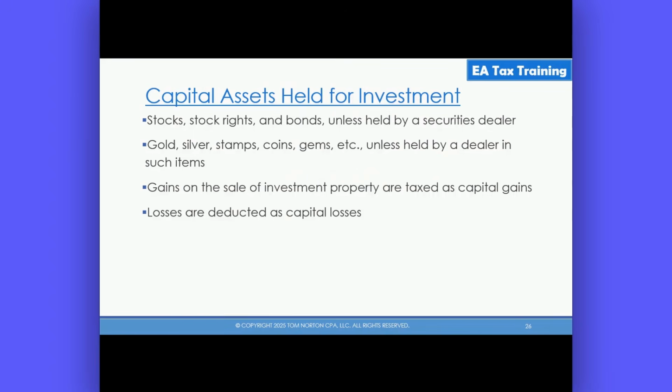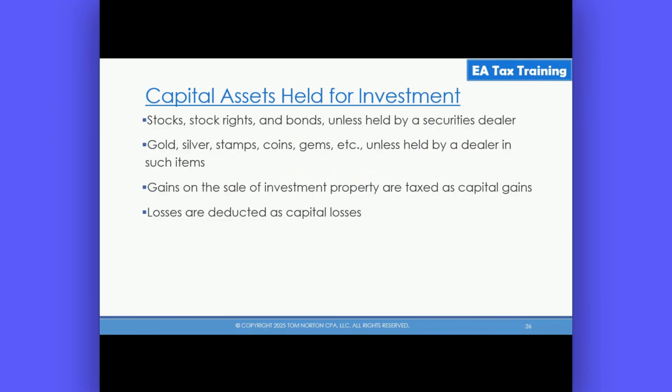So let's talk about that. Capital assets that are held for investment would be things like stocks, bonds, etc., those investment type of assets, unless they are held by a securities dealer. And we'll talk about securities dealers later. But again, those are people who are in the business of acquiring investments in order to resell those to investors.